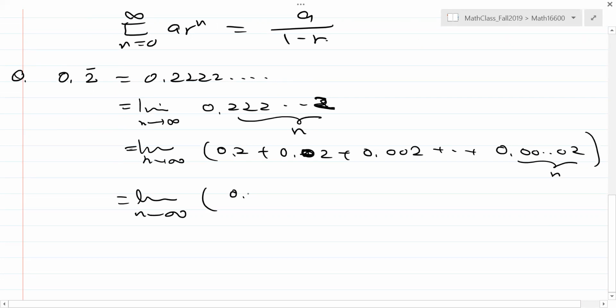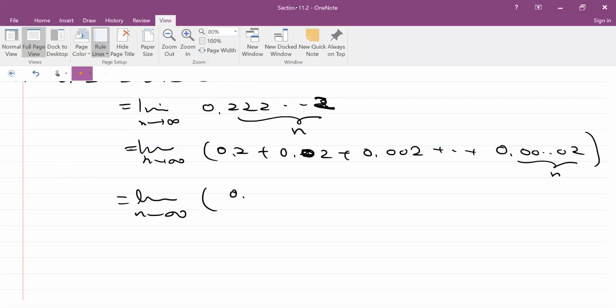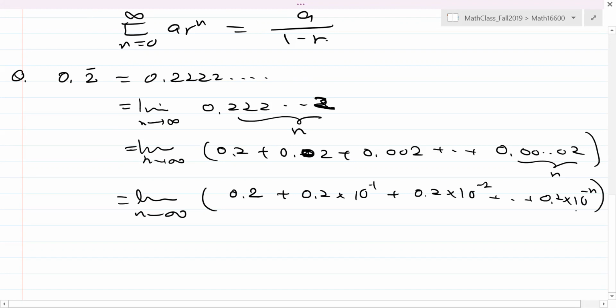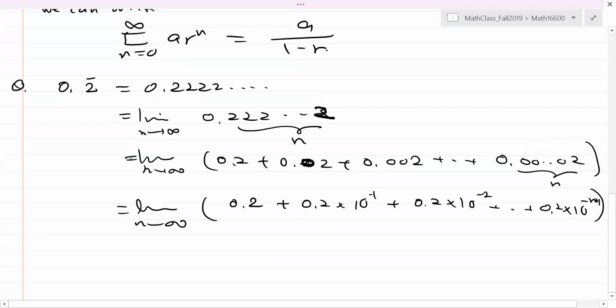So this series is going to be... no, you can write 0.2, right? If you express it in the above form, that is going to be 0.2 plus 0.2 times 10 to the negative 1, 0.2 times 10 to the negative 2, and 0.2 times 10 to the negative n plus 1, I think. So you have n terms, right?